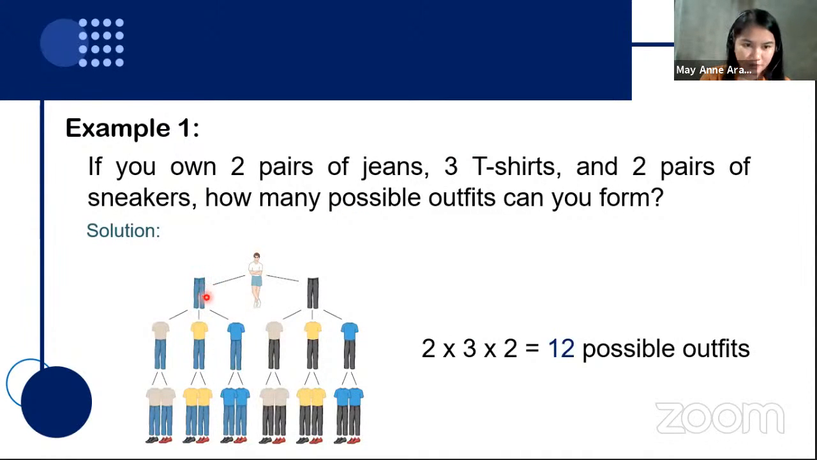And this is the illustration. We have the pants here or the jeans. O pag pinair natin yan sa 3 shirts niya, so you have 1, 2, 3. Dun sa other jeans niya, 1, 2, 3. Then, after pairing that, pair naman natin sa kanyang dalawang shoes. So you have here 1, 2, 3, 4, 5, 6, 7, 8, 9, 10, 11, 12. So yun lang, multiply nyo lang siya.